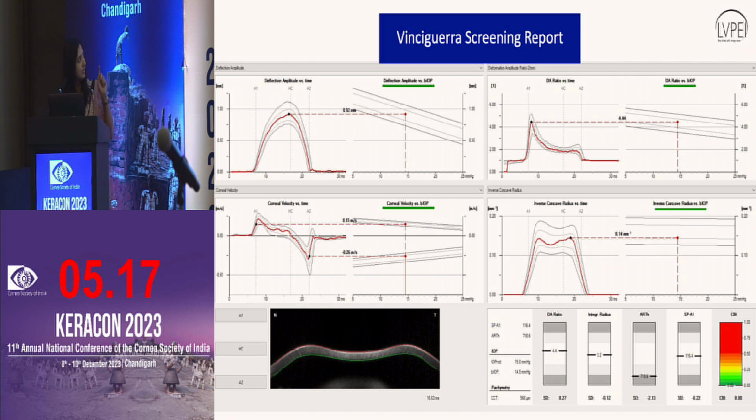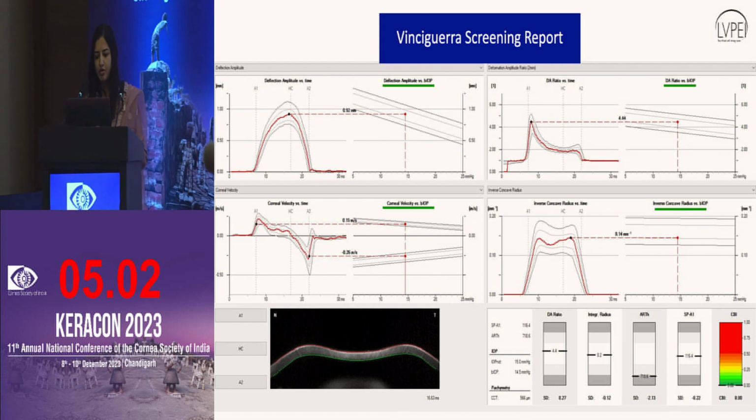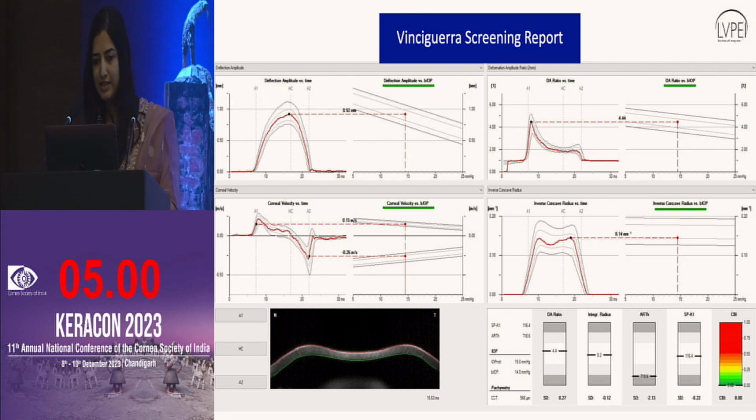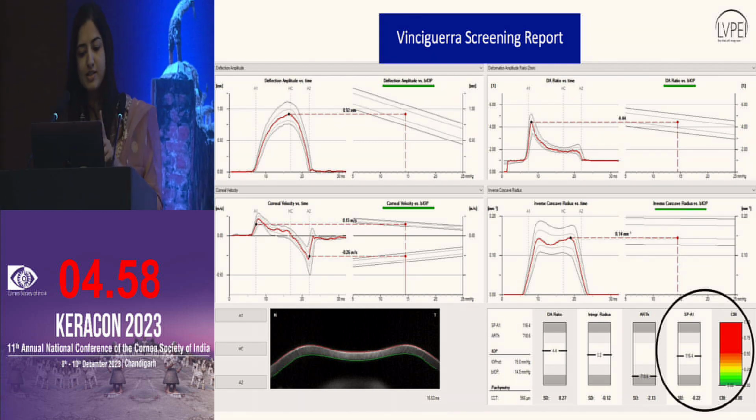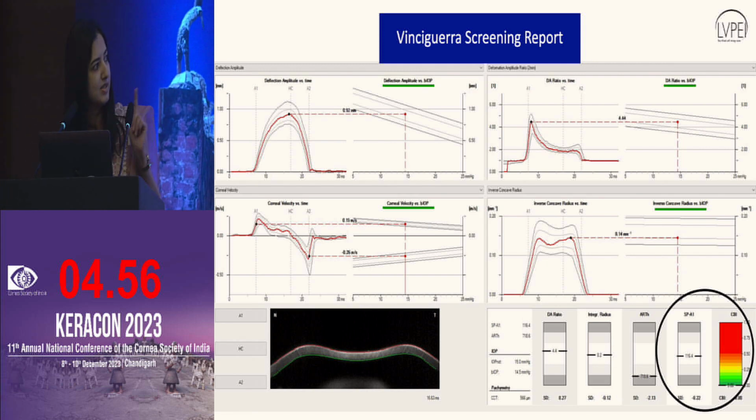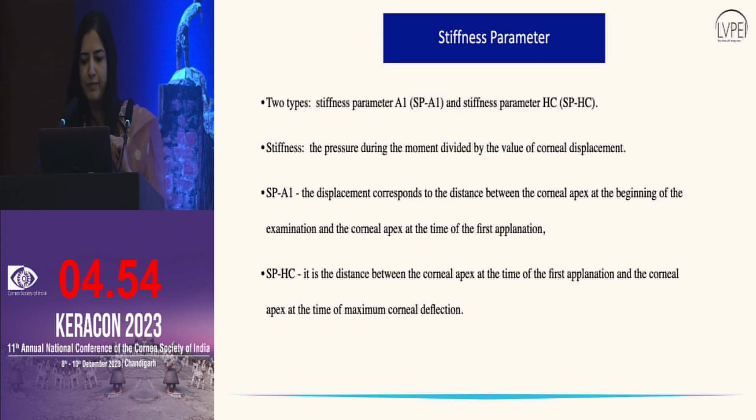So if you see the red dots on each graph, the light gray line shows the first standard deviation and the dark gray line shows the second standard deviation, and the red dot is actually your patient measurement. So you can make out whether this is within the normal range or it is outside 2 standard deviations for your particular patient. Another thing that is added in the Vinci-Guerra screening report is the stiffness parameter as well as the CBI at the bottom there, which is the Corvis biomechanical index.